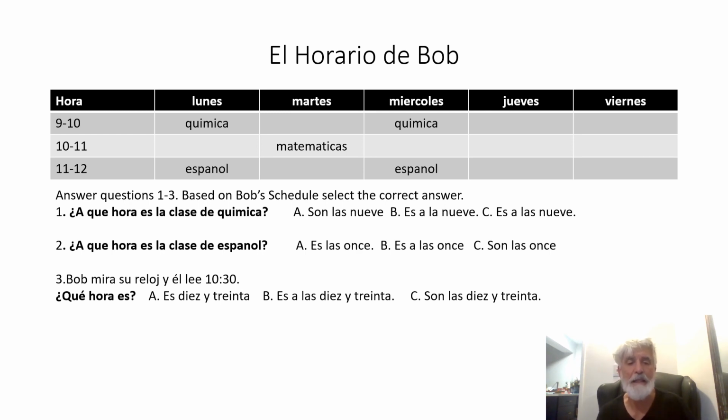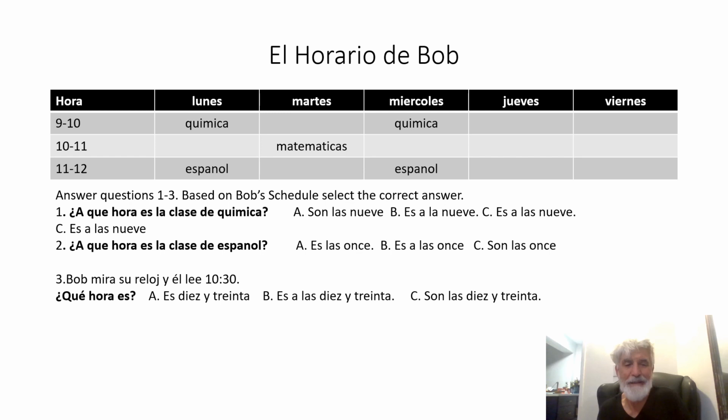¿A qué hora es la clase de química? What time is chemistry class? So we see chemistry starts at 9. It's at 9. So how are we going to answer it? Would we say A, son las 9? Is that how we would answer it? Would we answer B, es a la 9? Or C, would we answer it back, es a las 9?